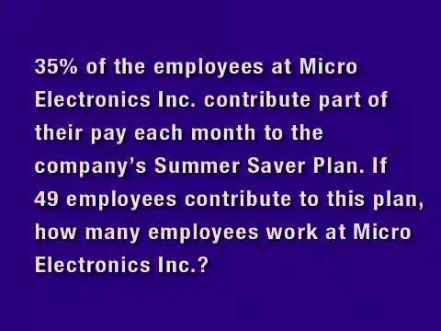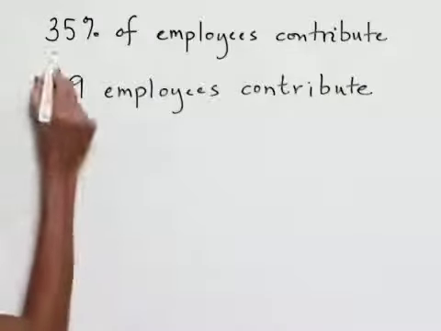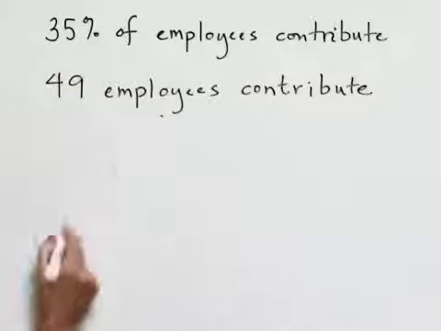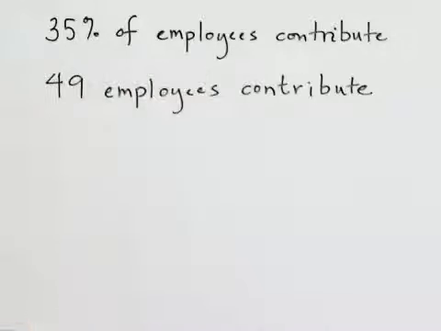35% of the employees at Microelectronics Incorporated contribute part of their pay each month to the company's Summer Saver plan. If 49 employees contribute to this plan, how many employees work at Microelectronics Incorporated? So the two important facts are that 35% of the employees contribute and 49 employees contribute, which means 35% of the employees must be 49.